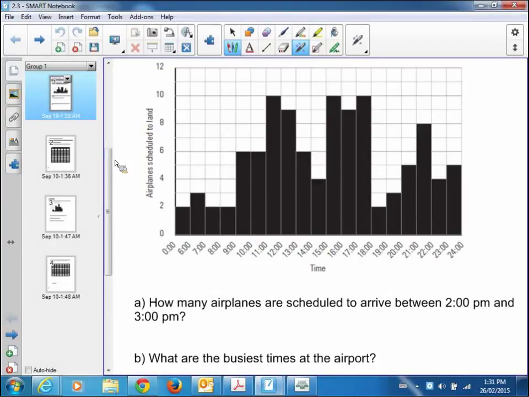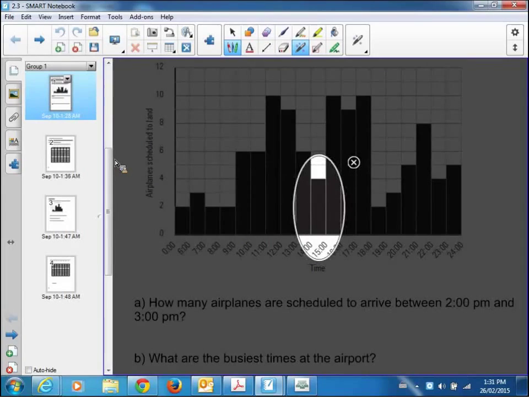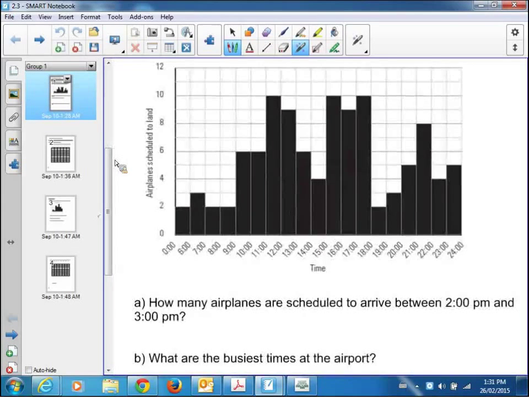Okay, 14 o'clock is this edge, 15 o'clock, so 2 to 3. That's this, and that lines up with 4 planes. Yeah? So that's what you're looking at right there. Just that bar only. Okay. So 4 airplanes.